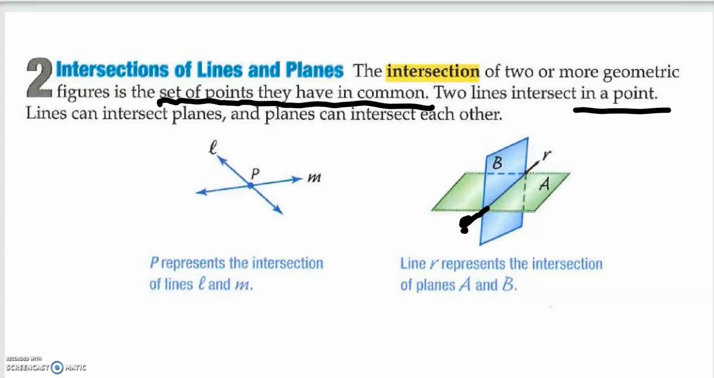If two planes intersect, like plane A and plane B here, it makes a line. In this case, they labeled it line R. But if two planes intersect, it makes a line.